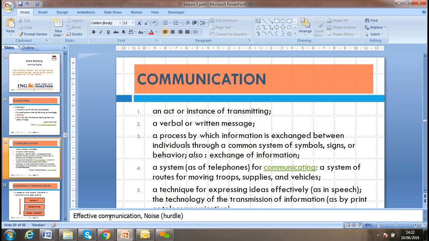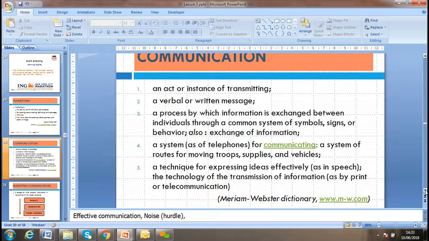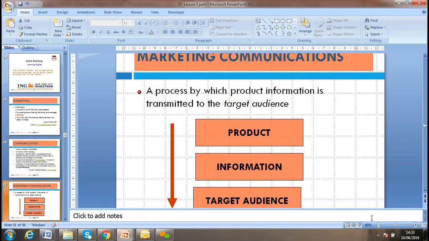So for effective communication, we need to look at some cultural elements as well, some religious elements, some sensitive information as well. Communication is the act or instance of transmitting a verbal or written message, the process by which information is exchanged between individuals through a common system of symbols, signs, and behavior. It is also a system such as a telephone for communication, a system of routes for moving troops, supplies, or vehicles, a technique for expressing ideas effectively as in speech, or the technology of transmitting messages. So all these come under communication. These are the modes which we can use for effective communication.